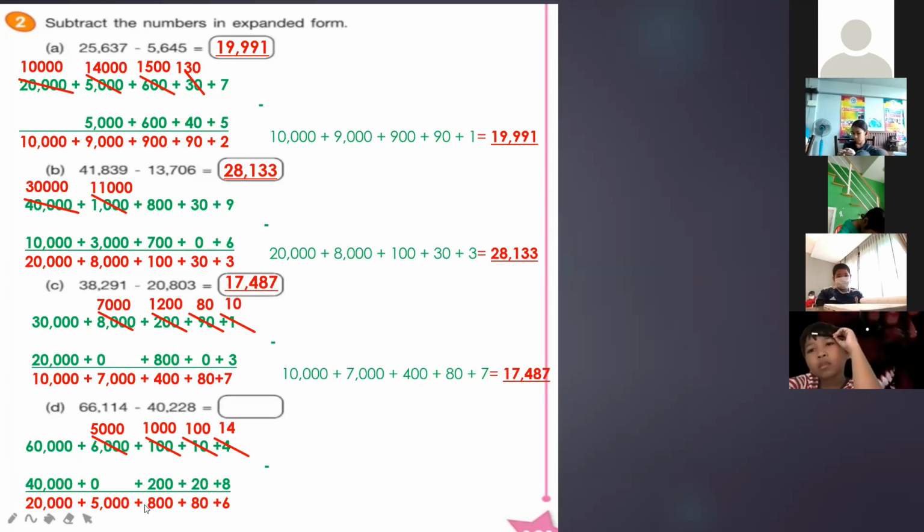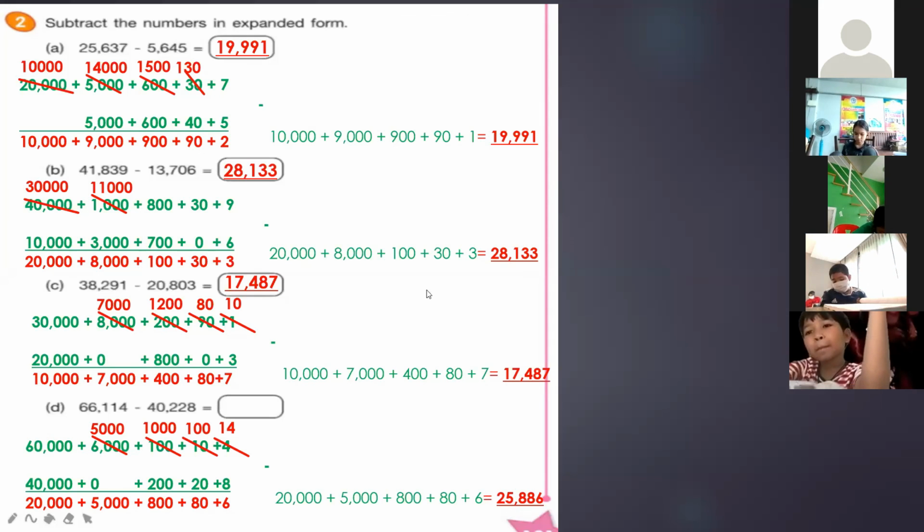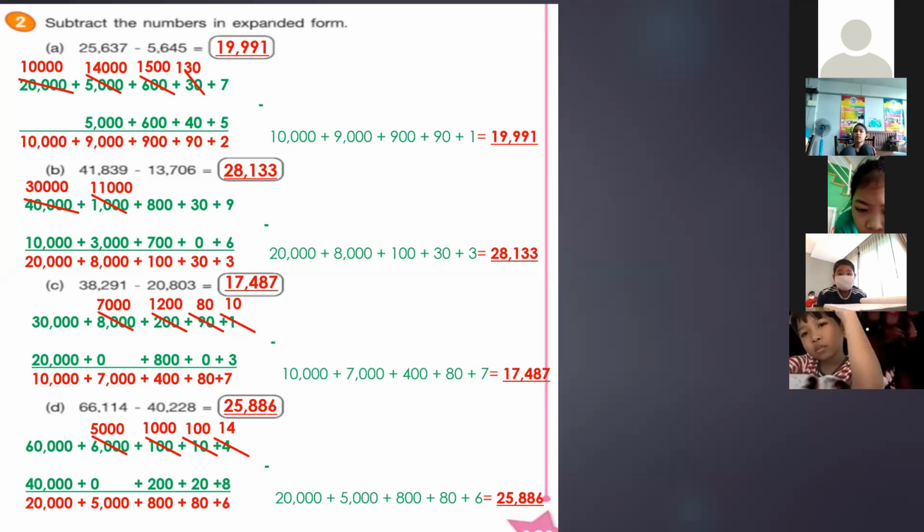So next step, we're going to add the answers together. So we have 20,000 plus 5,000 plus 800 plus 80 plus 6 is equal to 25,886. So the difference between 66,114 minus 40,228 is 25,886. Okay, so this is how you're going to do activity 2, exercise number 2, because the instruction is in expanded form.